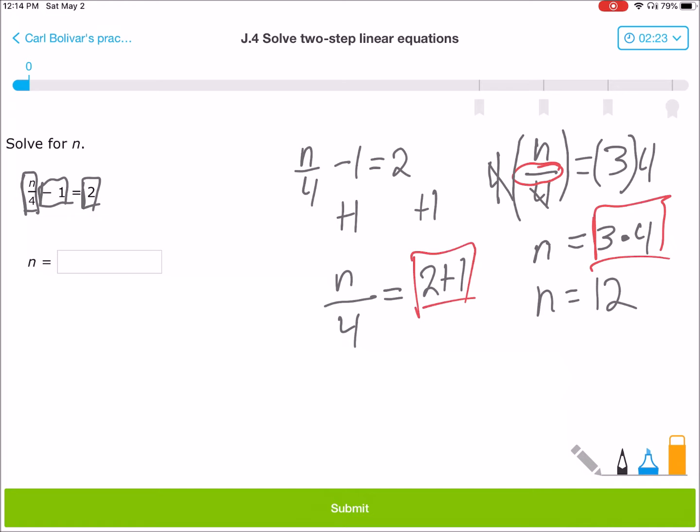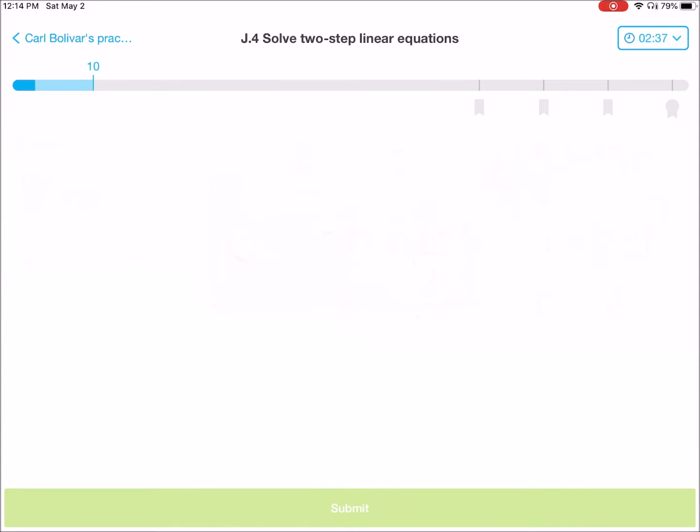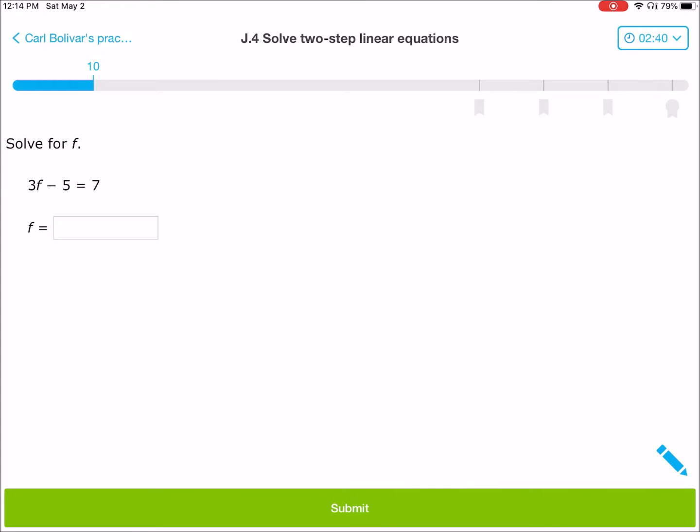Don't skip steps, because when you skip steps, sometimes you will miss a calculation or something and you'll get the question wrong. So don't skip steps. Alright, so let's put 12. Terrific, we got 12. So now we have this equation.